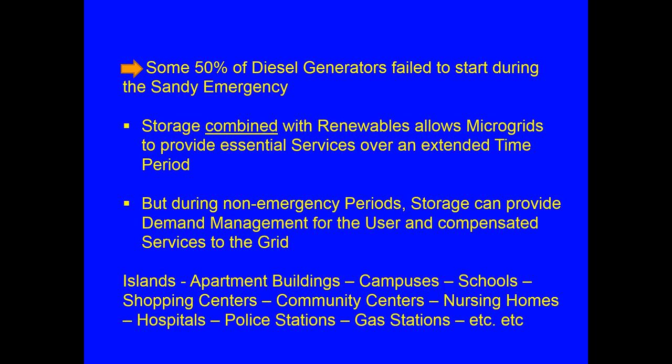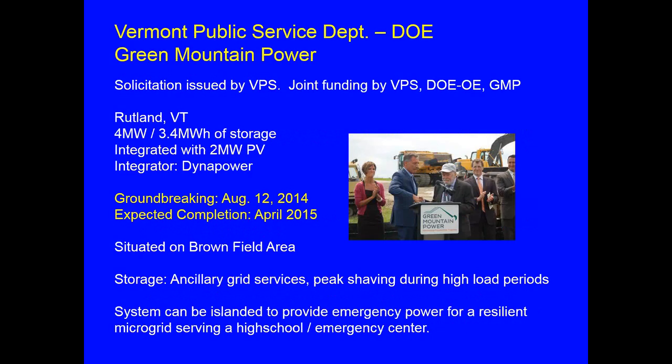And on the next slide, we have such a sample, ready-made. We have a project with Vermont Public Service and Green Mountain Power. And it's in Rutland, Vermont. And it's a 3.4 megawatt hour storage system integrated with 2 megawatts of PV. The groundbreaking was done in August of 2014, and the expected completion is later this month.